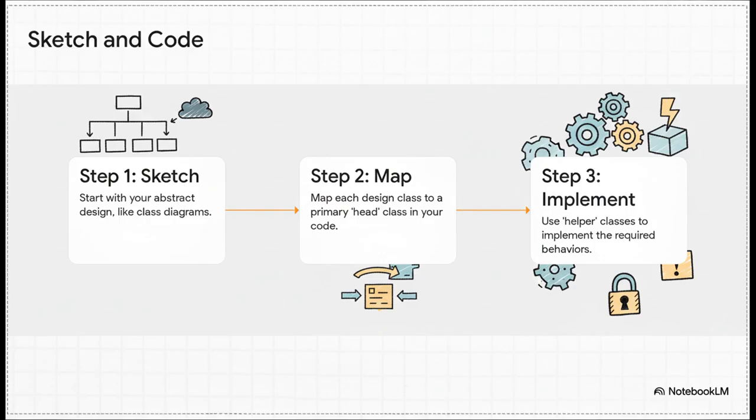First, you start with your design, your class diagrams. Then, for each class in your design, you create what's called a head class in your code. You can think of this as the manager. Its only job is to coordinate things. Finally, you create smaller specialized helper classes to handle the actual tasks. These are the experts that the manager delegates all the work to. This is so cool because it keeps your main classes super clean and your whole code base way more organized.